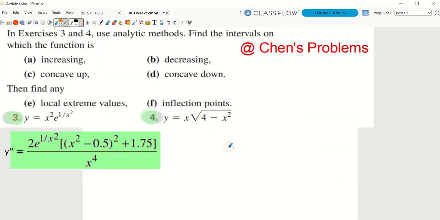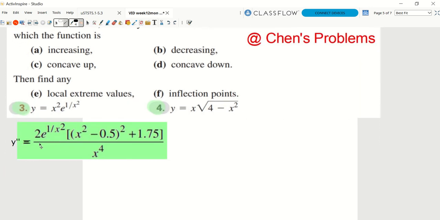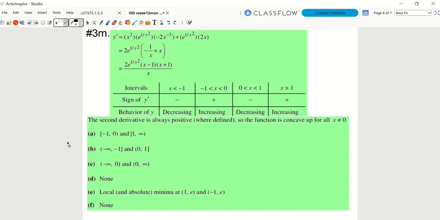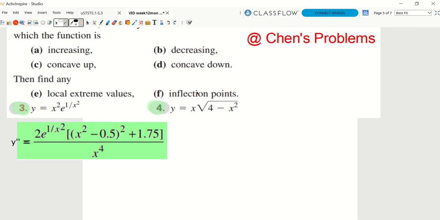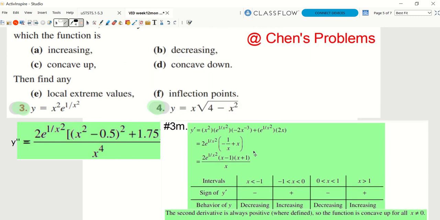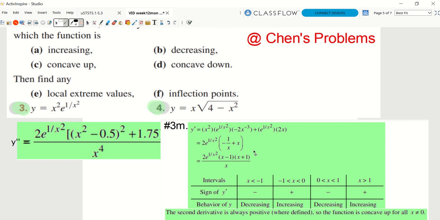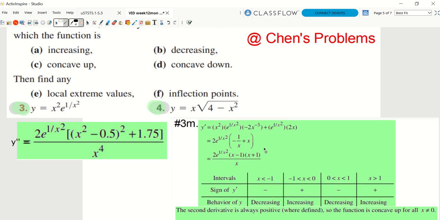Let's talk about 3 from Chen's problems. So here, for Chen's problems, I gave you y double prime because I just didn't want you wasting a whole lot of time. So let's look here. Let's go copy paste that. So you should definitely be able to get y single prime, y prime.